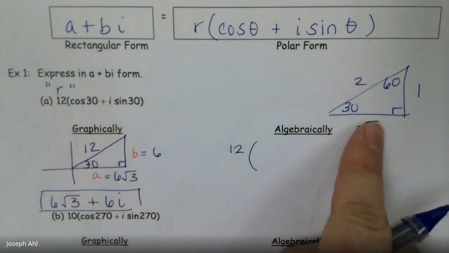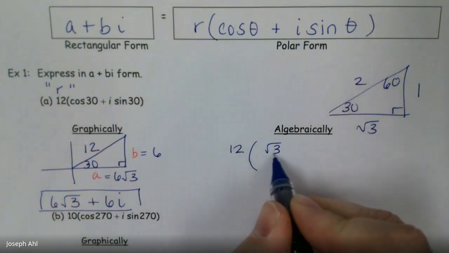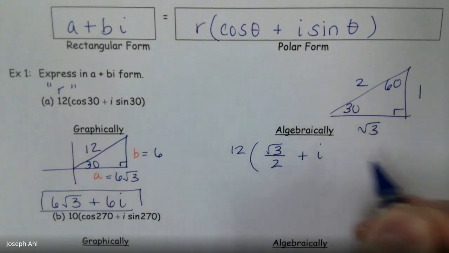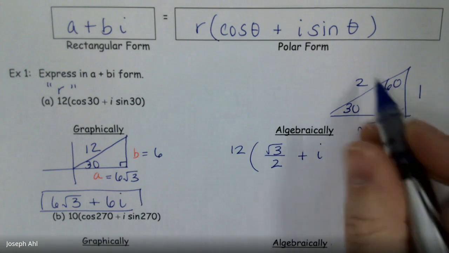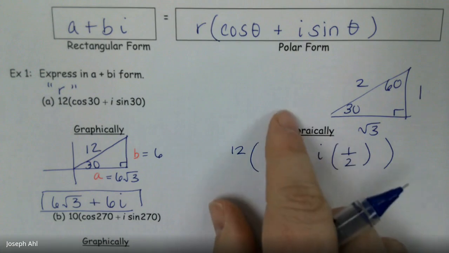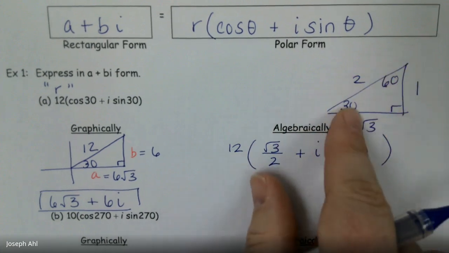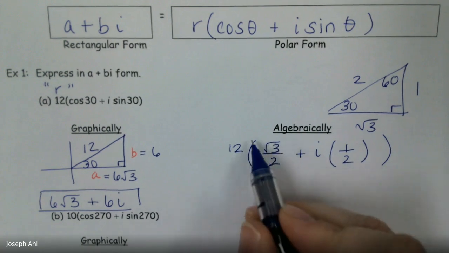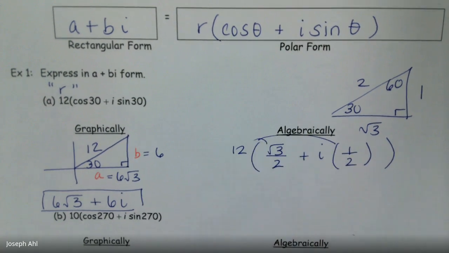Cosine of 30, therefore, is adjacent over hypotenuse. That's radical 3 over 2. Plus then it's i times the sine of 30. Well, sine of 30, opposite over hypotenuse, is a half. So you could actually just use the 30, 60, 90 with this simplest case of x equaling 1, and then distribute the 12 into those two terms.